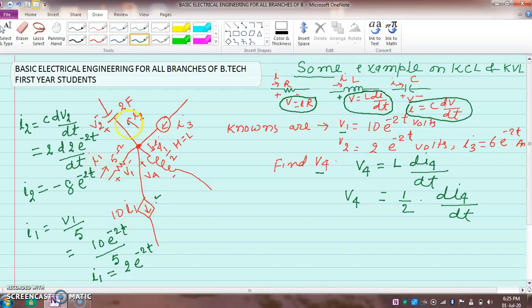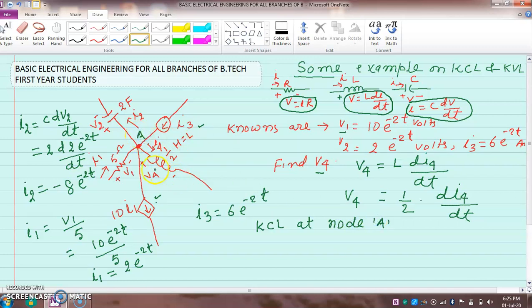Here I1 is known, I2 is known, and I3 is given in the question as 6 e to the power minus 2t. So the current in every element is known. Here current is known, here current is known, and here also. So we can find the current I4 using Kirchhoff's current law at a node. Suppose this node is named A.